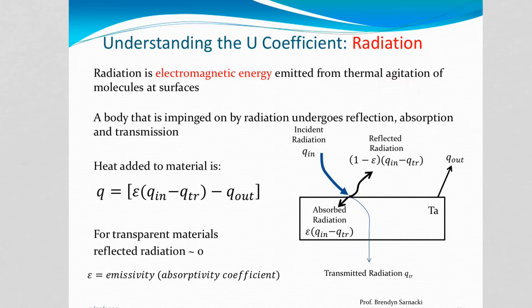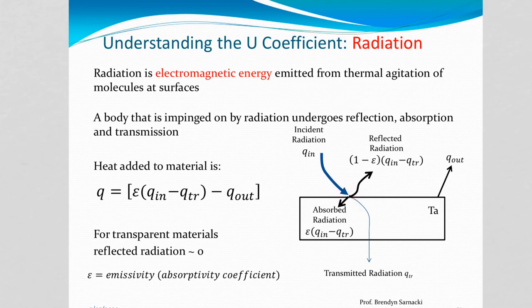And a body that is impinged on by radiation undergoes reflection, absorption, and transmission at the same time. So here is a sketch. You've got an object, and some radiation which is transmitted through, and some radiation which is reflecting on the object. It's like the light or the infrared from the sun on an object. If the sun is low on the horizon, it will bounce off the object. If it's high, at noon in the summer, there will be much more absorption.